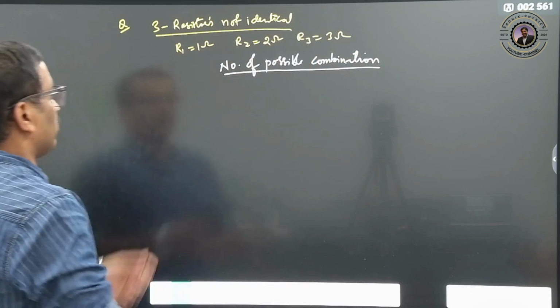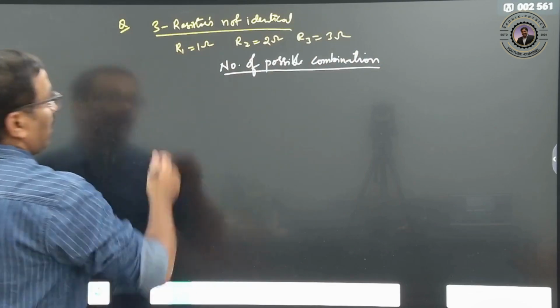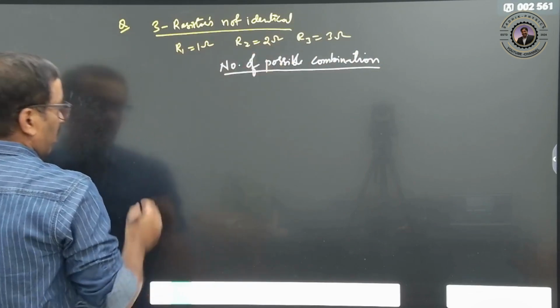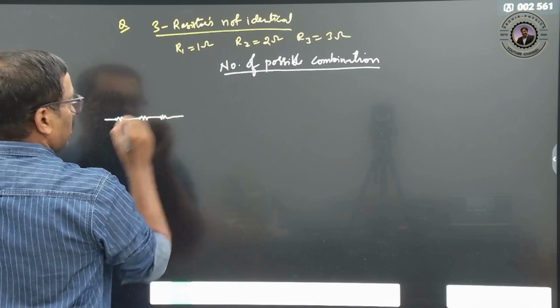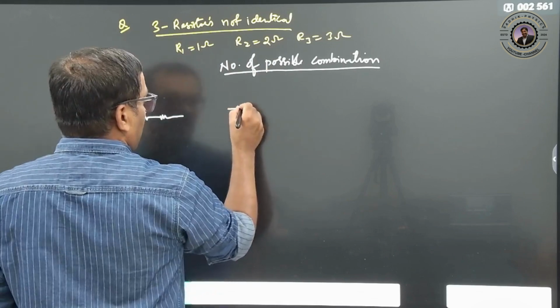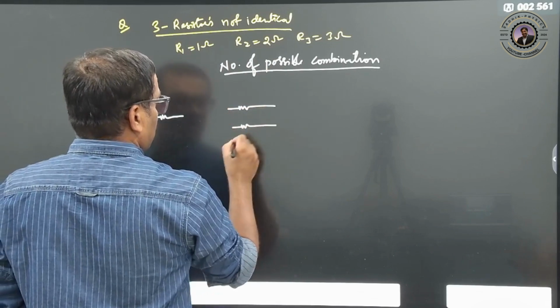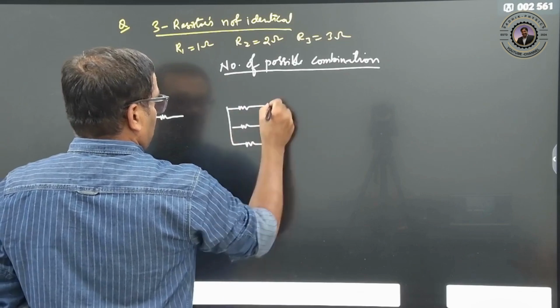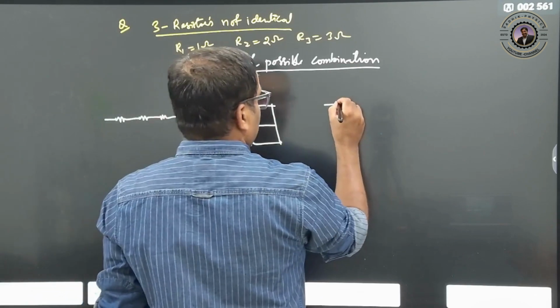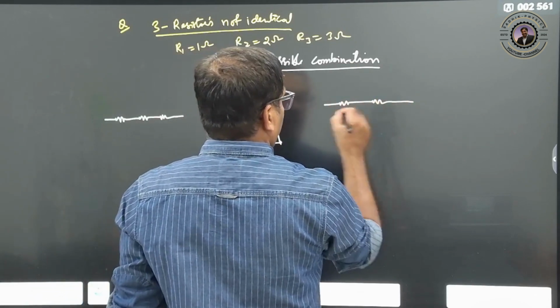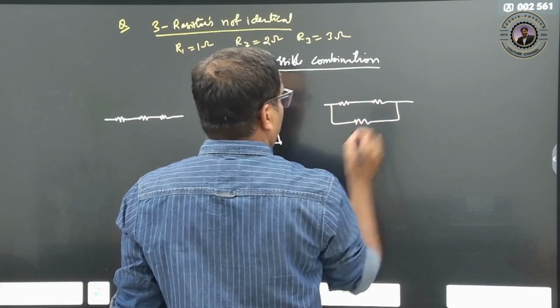How to do it? Here the resistors are not identical. First I can connect them in series, and another way is to connect all of them in parallel. Clear? So these two are over. Therefore here it will be added.